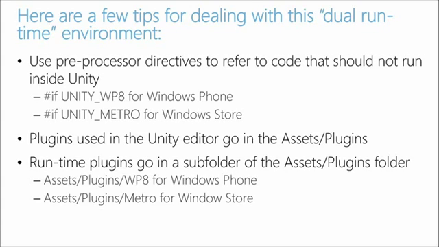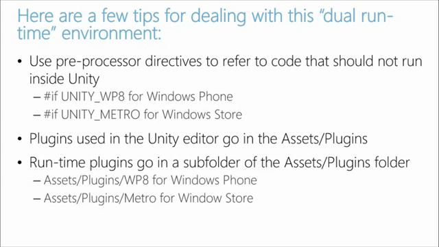So for the Windows Phone side of it, you're going to want to use the #if UNITY_WP8. That's right. And if you're using the Windows Store side of it, you're going to use #if UNITY_METRO, which Unity has decided to be for Windows Store. Unity has decided these are the names that are going to be used. They put them in there, and that's how we differentiate our code for different platforms.